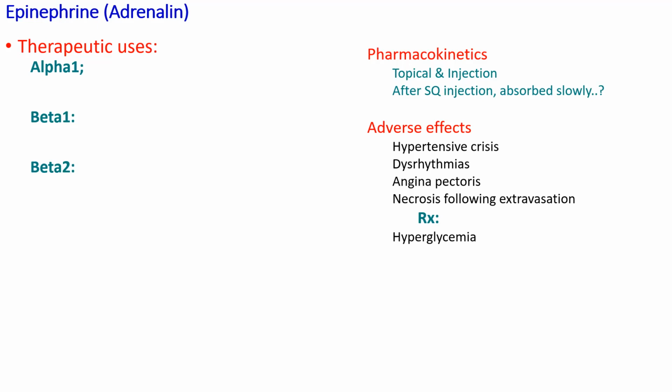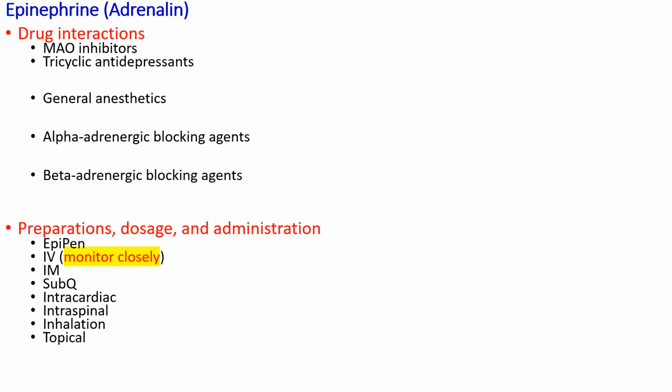After sub-Q injection, it will be absorbed slowly, which is secondary to vasoconstriction. It's only available as topical or injection. Adverse effects: hypertensive crisis, dysrhythmias, angina pectoris, and necrosis following extravasation of the drug from the blood vessels into the adjacent tissues and sub-Q tissues. The treatment for this extravasation is phentolamine, which is Regitine, an alpha blocker, or alpha inhibitor, or alpha antagonist. Another side effect would be hyperglycemia.